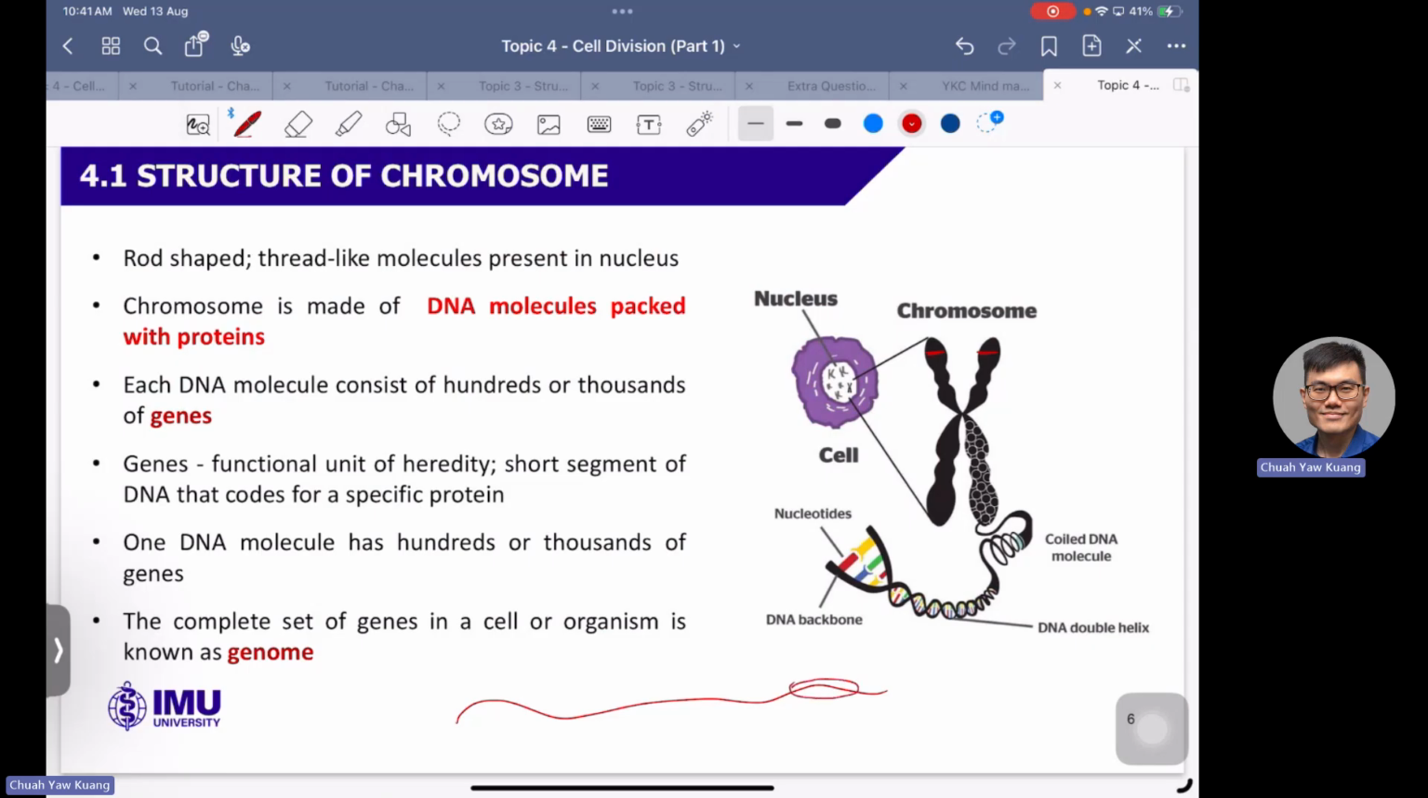Let's say this is the sequence that codes for, say, hair color. Then maybe over here there's a sequence that codes for whether straight hair or curly hair. Then maybe over here another sequence that codes for another protein, maybe insulin. So the sequence on the DNA that codes for a protein, we call it a gene. There will be so many genes along the DNA. And of course, in between the genes, there will be DNA that codes for nothing.